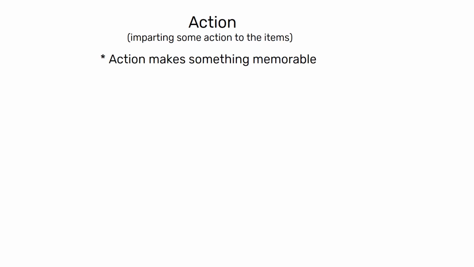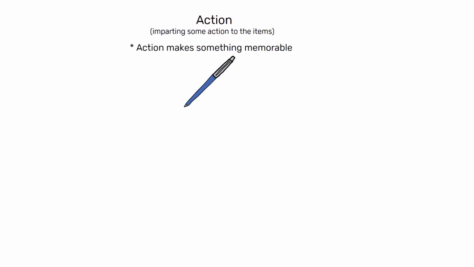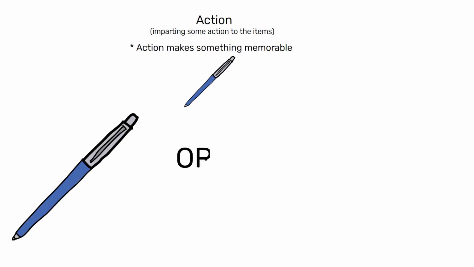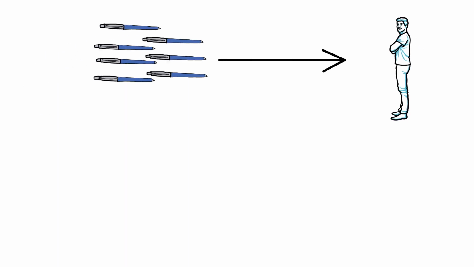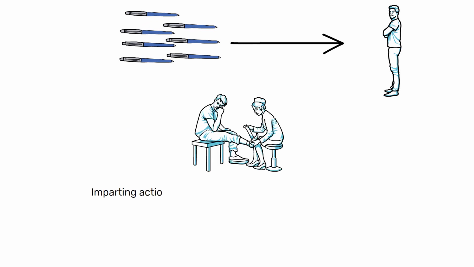Action. This means imparting some action to the items. Action makes something memorable. Let's take up this example. Assume you have to memorize using a pen. Don't imagine a normal pen. You can either imagine a huge pen or millions of pens. In addition, you give some action. For example, you can imagine millions of pens flying in the sky. Imagine the pens are flying towards you. They hit your body, you are hurt and bleeding. Imparting actions to the images will make them more memorable.